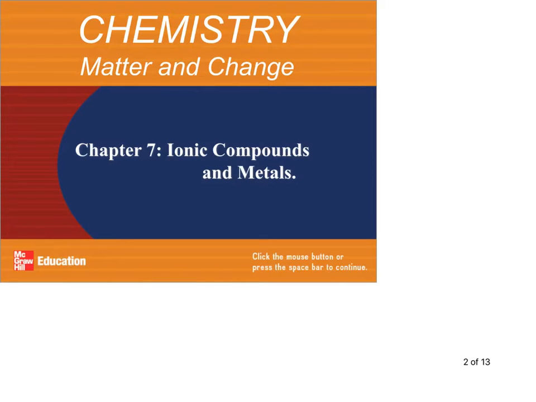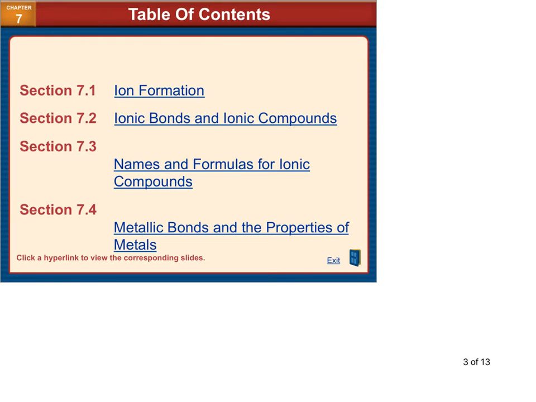Today we started on Chapter 7 notes. Chapter 7 is titled Ionic Compounds and Metals. Today we'll be working on Section 7.1, Ion formation. As we continue on, Section 7.2 will be titled Ionic Bonds and Ionic Compounds. Section 7.3 will be a real key one for this, where we start looking at names and formulas. And in Section 7.4 we look a little bit more at properties of metals.